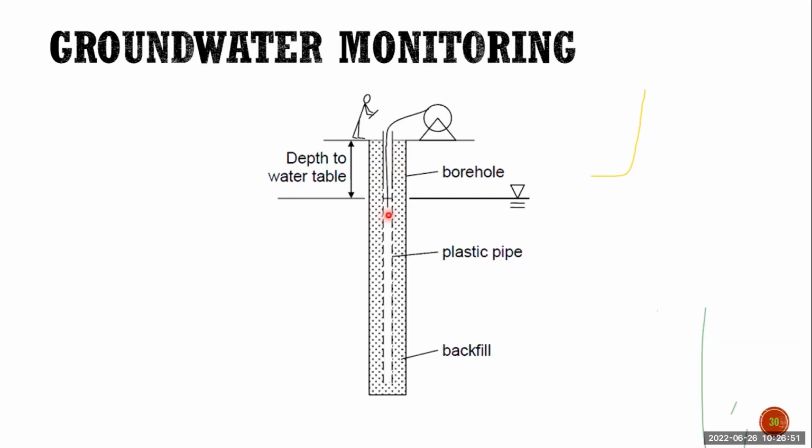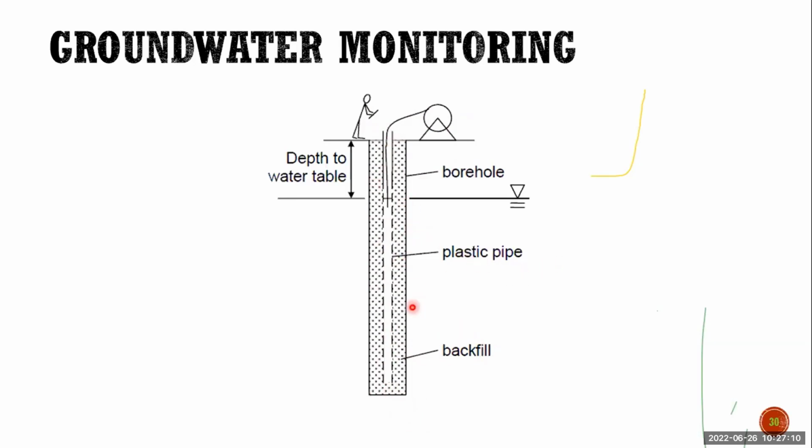So based on that, we will know what is the depth of the water level. Sometimes to monitor the water level, they will install a standpipe PVC, a slotted one, because if it is not slotted, the water cannot penetrate if the bottom is blocked. That's why they will slot it.